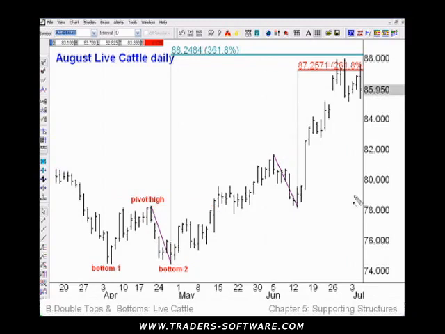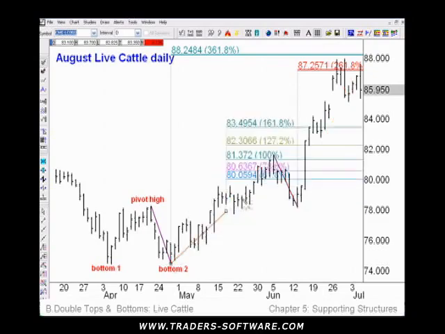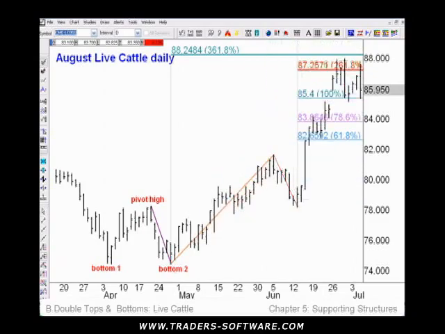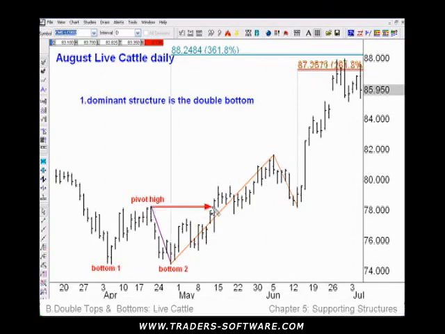Now you can also see that this one forms a measured move as well. So let's put on a measured move extension to see what extension number comes up. The 1.27 measured move extension level is very close to the 2.618 single-sided extension. So you can actually short it here. To summarize, the dominant structure is the double bottom, thanks to the wider time range right here.